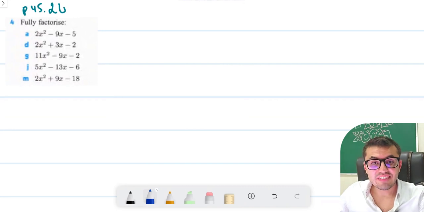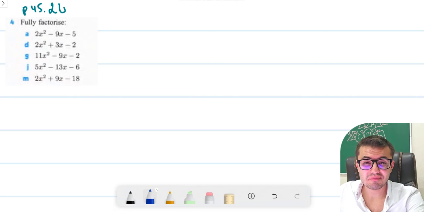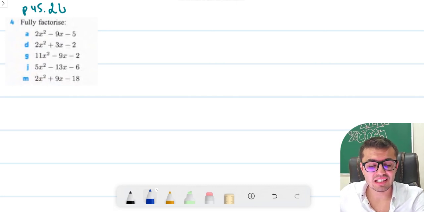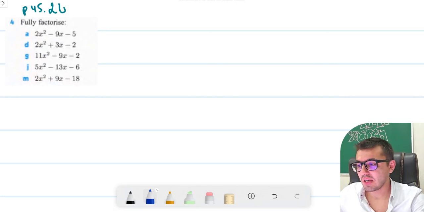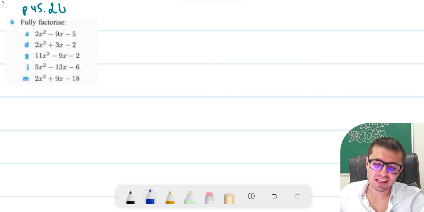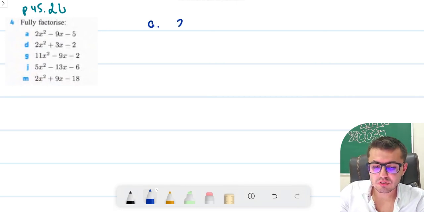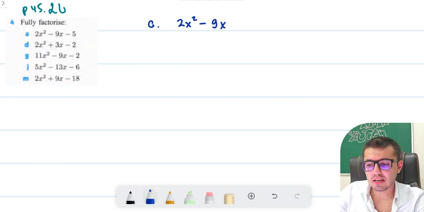So, fully factorize. Now, these kind of questions are a little bit difficult, a little bit messy, and if you ask my opinion, I don't like this kind of expansions, but we need to deal with it. So let's do A. So we have 2x squared minus 9x minus 5.